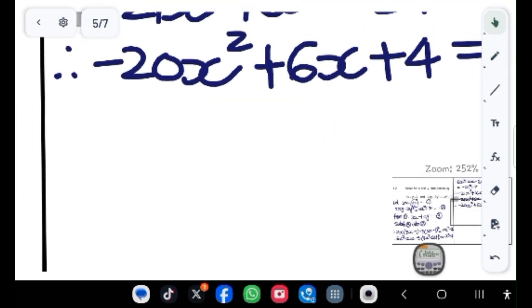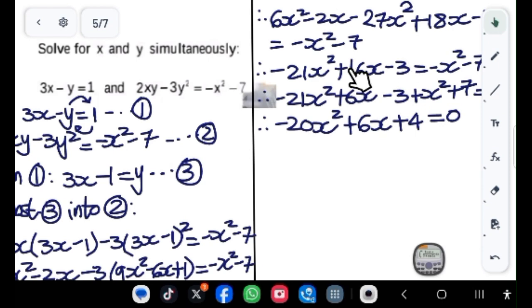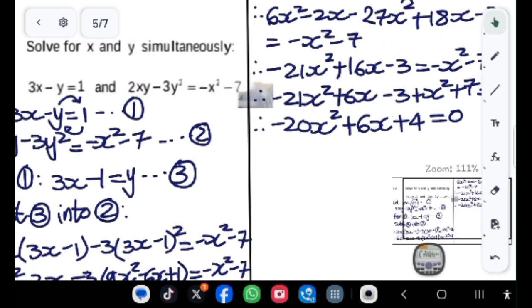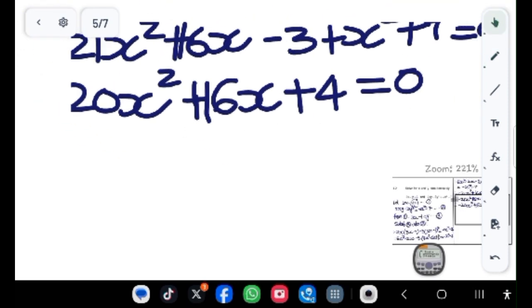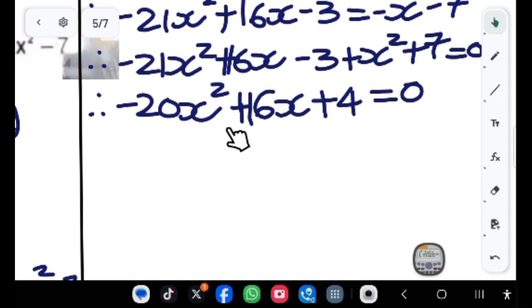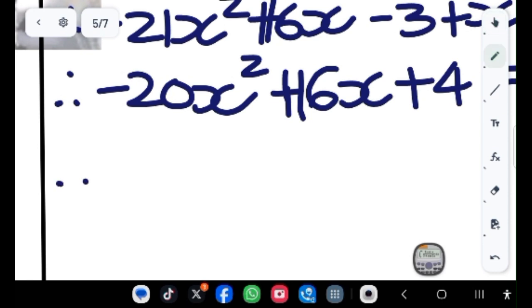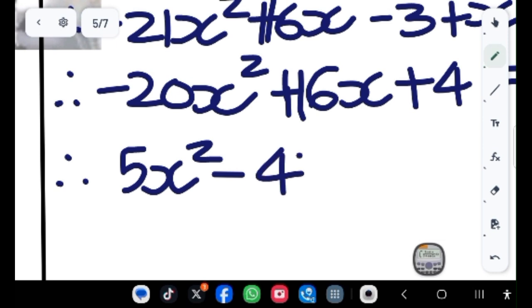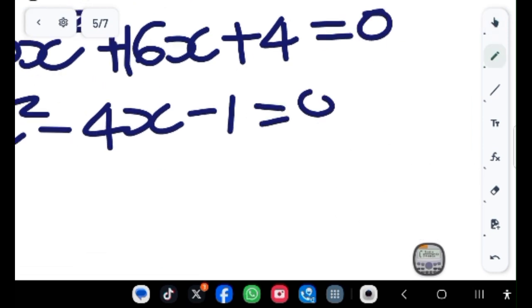Now we divide throughout by, let me see, so that is 16, not 6, sorry. The highest common factor of all 3 terms is 4. So let's divide throughout by negative 4. That will give us 5x squared minus 4x minus 1 equals 0. Now let's factorize that.